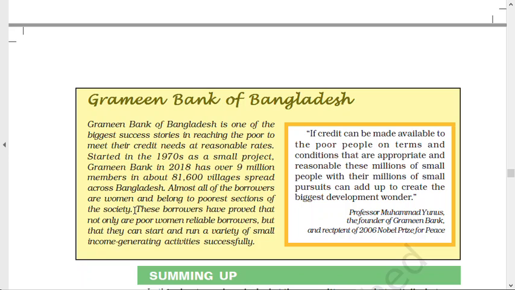So women are mostly left behind. In that case, women are more engaged in this one, and socially also, we'll say women are more sincere, right? So mostly you will see that women are in SHGs or self-help groups. These borrowers have proved that not only are poor women reliable borrowers, but they can start and run a variety of small income generating activities successfully. That is why mostly the women are in self-help groups.